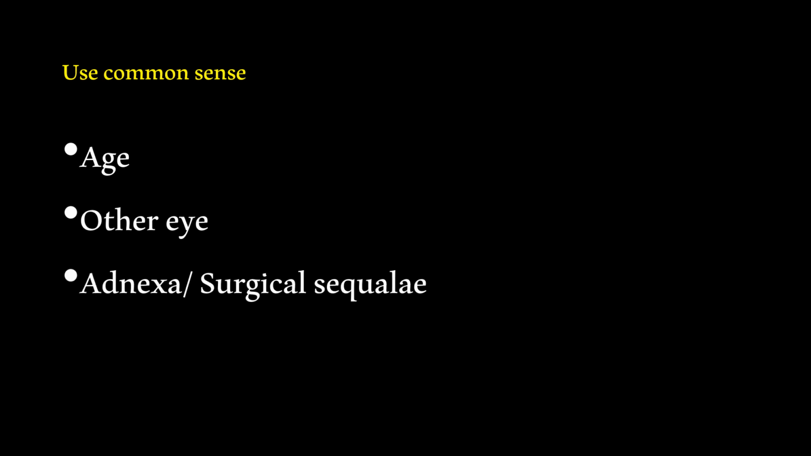Also, it is very important not just to look at the eye which is being given to you in the exam, and use your common sense, like the age of the patient, what is the status of the other eye, and if you have any adnexal or any surgical scars which are present, which give you any hint regarding what could be the etiology or the primary pathology for which the eye has been removed.